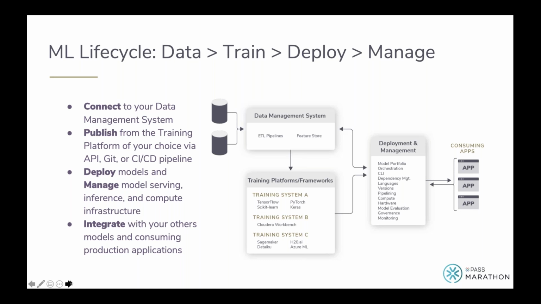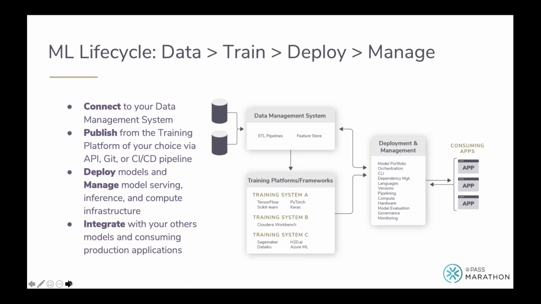And so you're going to go from data management systems. So these are your traditional ETL pipelines, your data lakes, your transactional systems. How you actually are cleaning and building out the schemas is going to be a core part of your ML lifecycle journey. The second piece of that is, once you've figured that out, you're going to look at the training, which is how am I going to connect to those data systems, how I'm going to use the different training systems. It could be Jupyter notebooks, I could be using things like H2O, I could be using things like a Cloudera workbench, or some of the Azure tools.